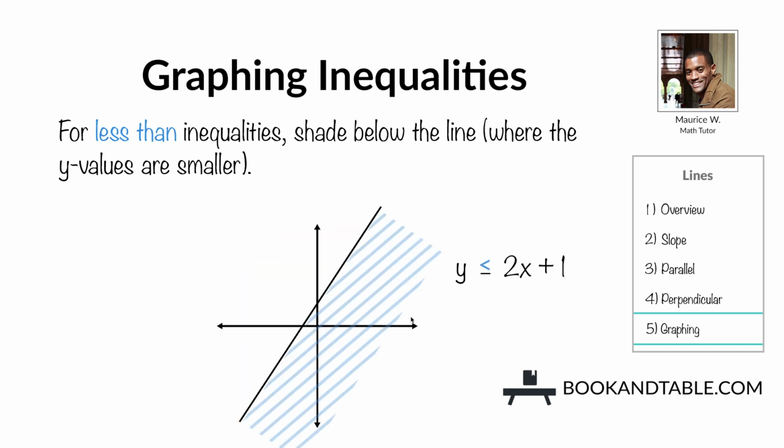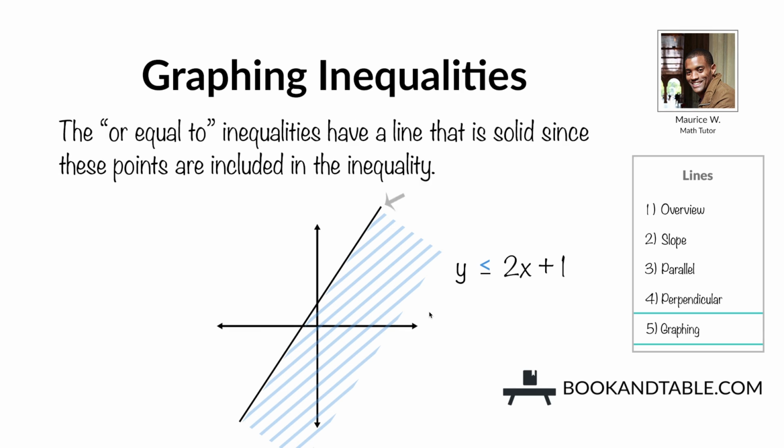And for less than inequalities, shade below the line where y values are smaller. So y is smaller than or equal to 2x plus 1. This is 2x plus 1, so that's equal to, so it's a straight line. Less than is below, since the y values are lower here than they are here. Or if you look at the y-axis, the y values are smaller here than they are here. So again, for inequalities, greater than is above the line, less than is below the line.